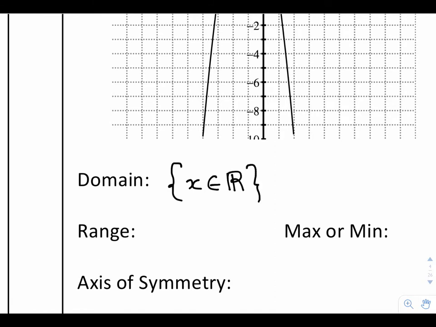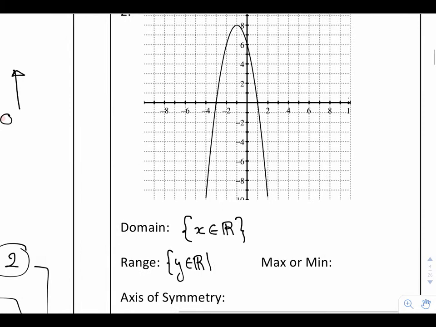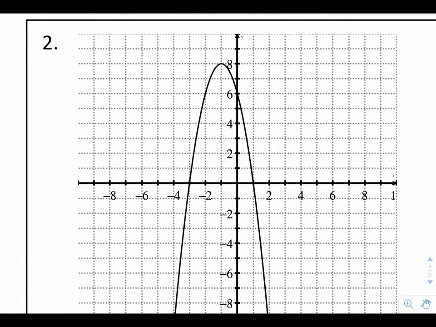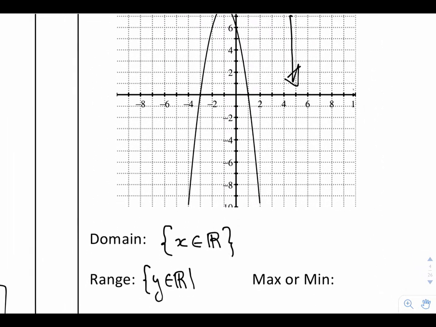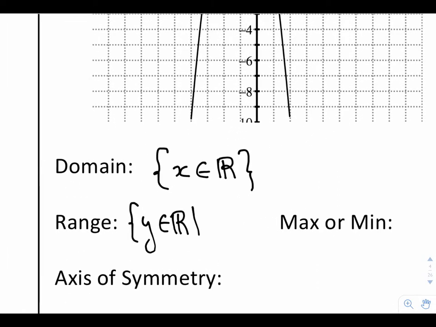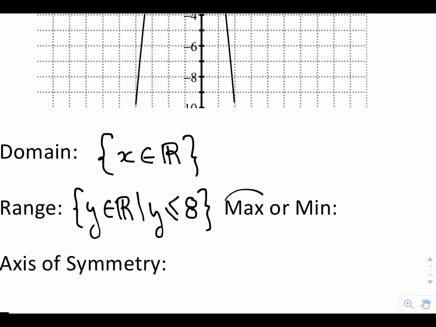My range, let me just start writing it off. It'll be y belongs to the set of real numbers such that, let's look closely here, the highest value is right here at 8. Every single y value is going to be below that number 8. So in this case, the range is everything less than or equal to 8. So I can write in over here, y is less than or equal to 8. And this happens to be a maximum, which is going to be a value of 8.